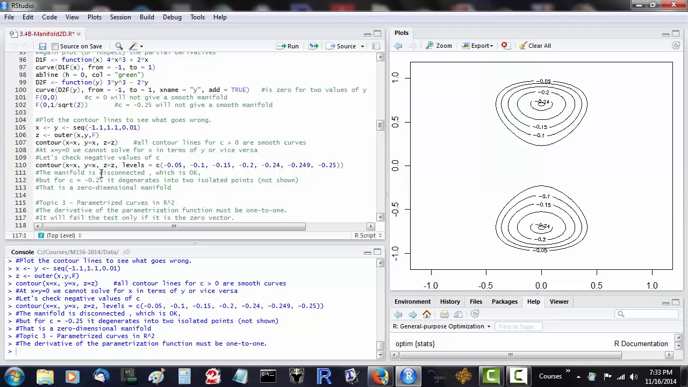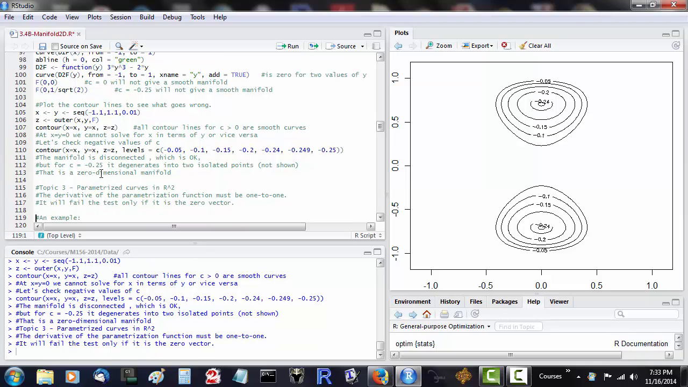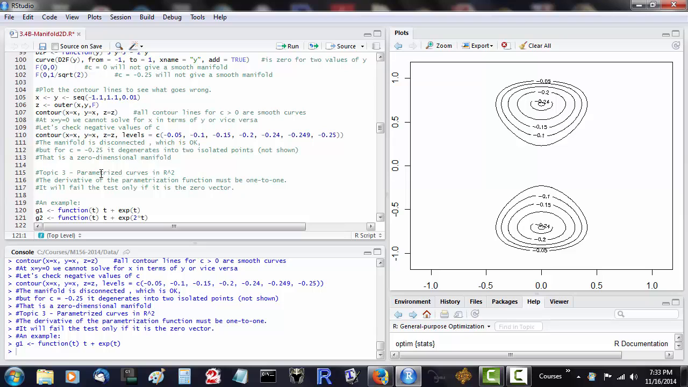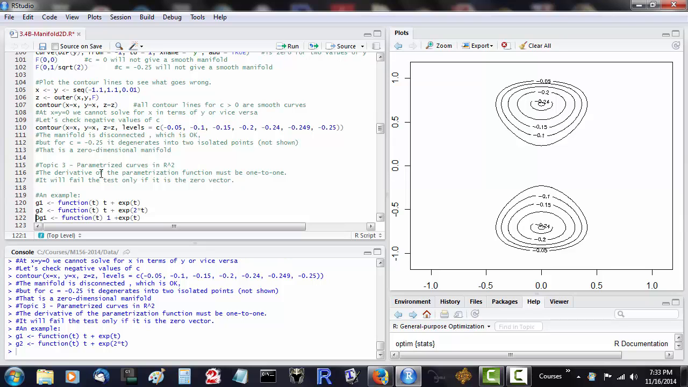Next topic. Let's try parametrizing a manifold. In that case, the derivative of the parametrization function must be 1 to 1. It's got no way of being onto, but we can ask that it's 1 to 1, and the only way to fail that test is if it's the 0 vector. So here is a manifold that I cooked up. I parametrized x is t plus e to the t, y equals t plus e to the 2t.